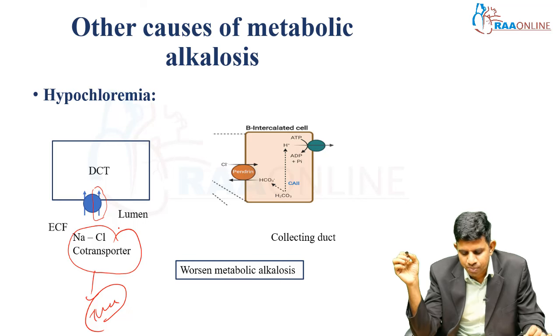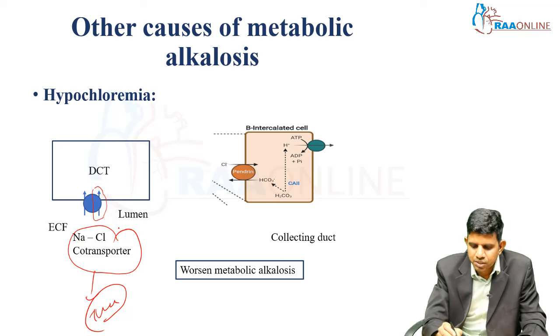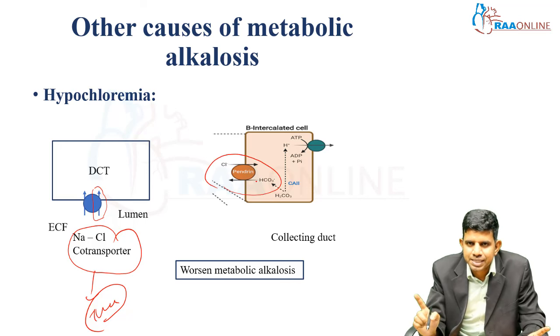The second thing is there is something called pendrin in the type B intercalated cell.